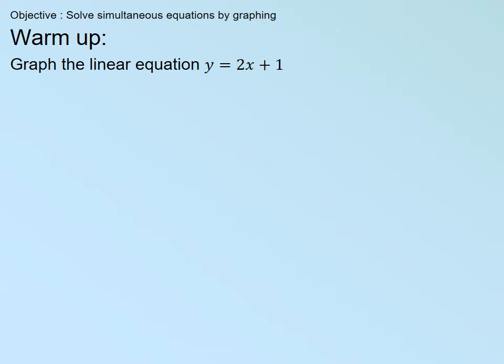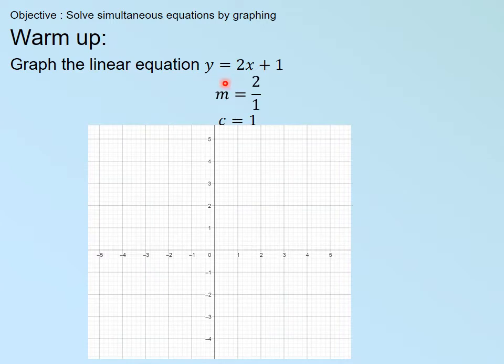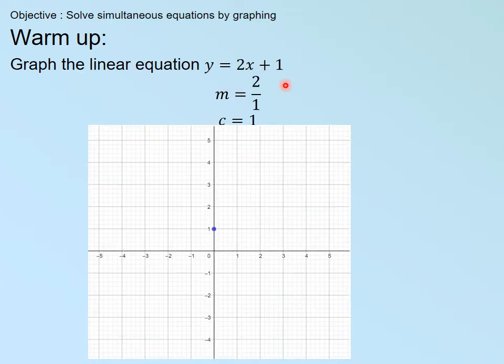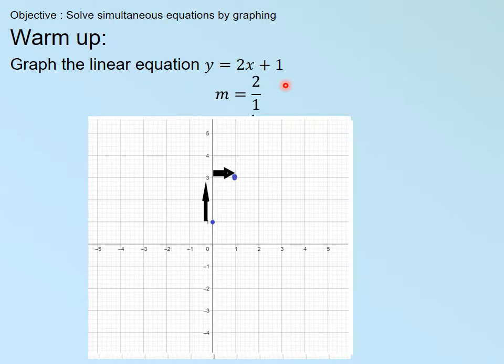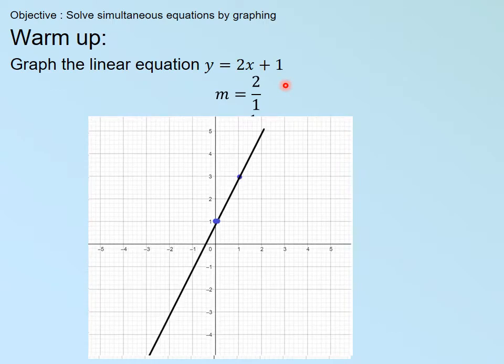The equation is already given in slope-intercept form, so I can pick out the slope. It's 2, which means 2 over 1, and the y-intercept is 1. In this graph, I want to plot first the y-intercept, which is 1, then rise over run. The rise is 2, the run is 1. I have to plot now the points here. Then join the 2 points and you will get the line of the equation y equals 2x plus 1.